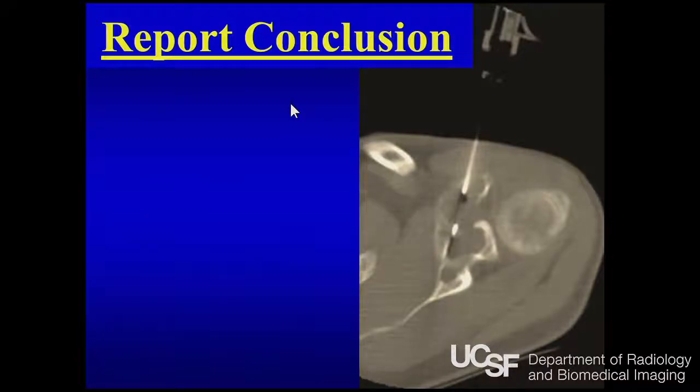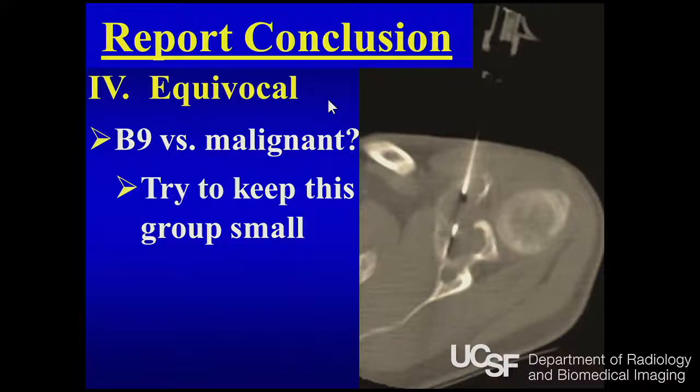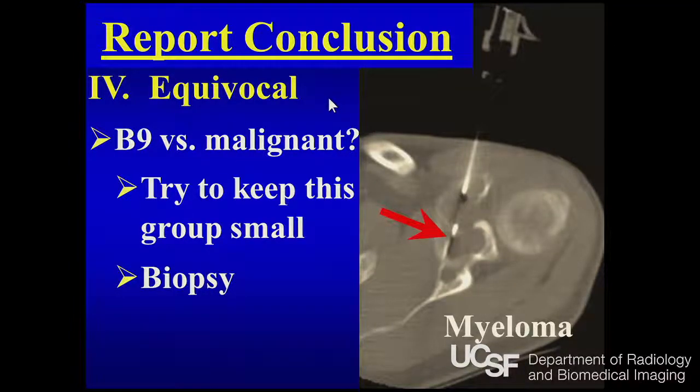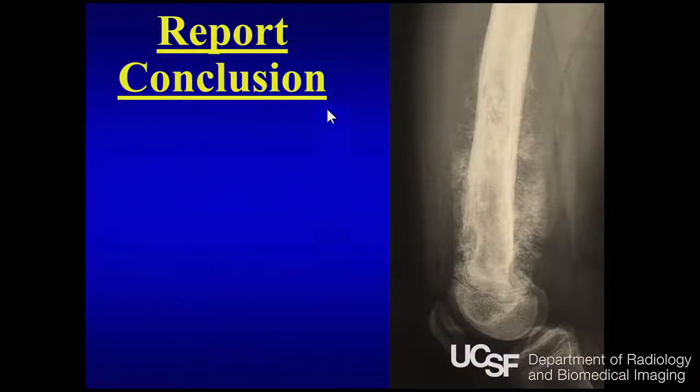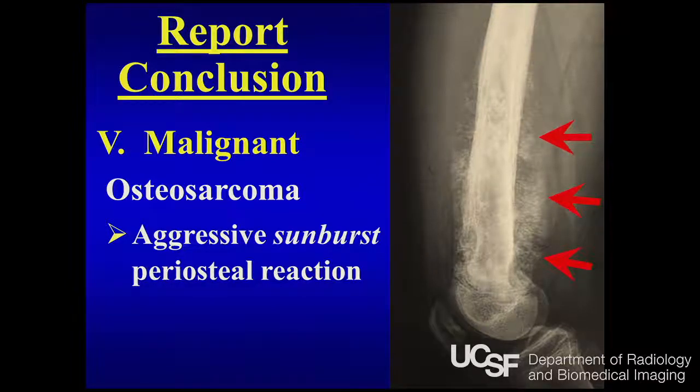Another conclusion that we may come to based on the imaging findings is that we don't know what's going on. We don't know whether it's benign or malignant, and we try to keep this group small, but we realize that many of these patients will need to go on to biopsy, as in this case of a patient who had myeloma. Finally, we may conclude that the appearance is malignant until proven otherwise, such as with this osteosarcoma, with an aggressive sunburst pattern of periosteal reaction.